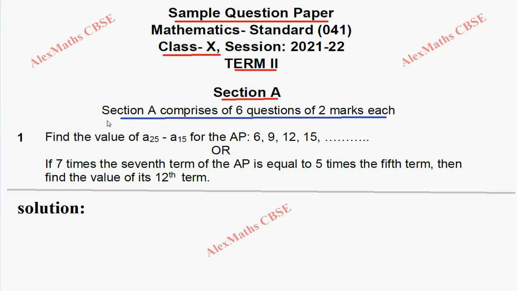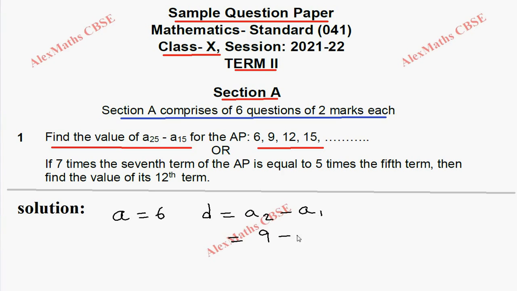Find the value of A25 minus A15 for the AP. They have given the AP. From the given AP, we can take A, which is the first term, 6. And we can take D, which is the second term minus first term. Second term is 9, first term is 6. After subtraction, we get 3.